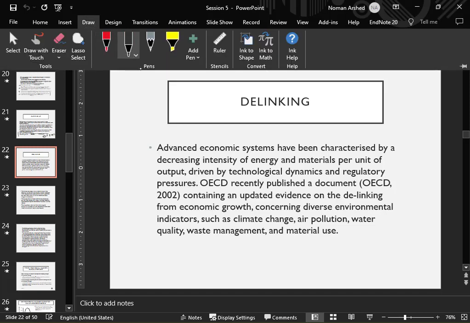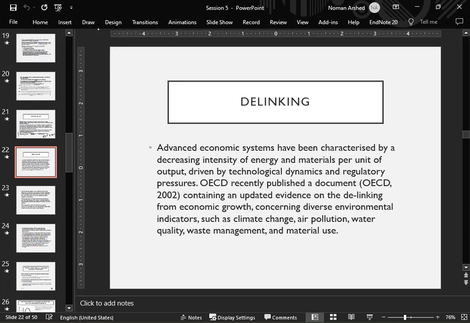So advanced economies, economic systems have been characterized by decreasing intensity of energy and materials per unit of output. So the world is now trying to reduce the energy intensity, and it is driven by technological dynamics and regulatory pressures. Means the world is putting a pressure that you should not use too much energy because it is creating pollution, and they are also using technology to find ways to make themselves energy efficient.